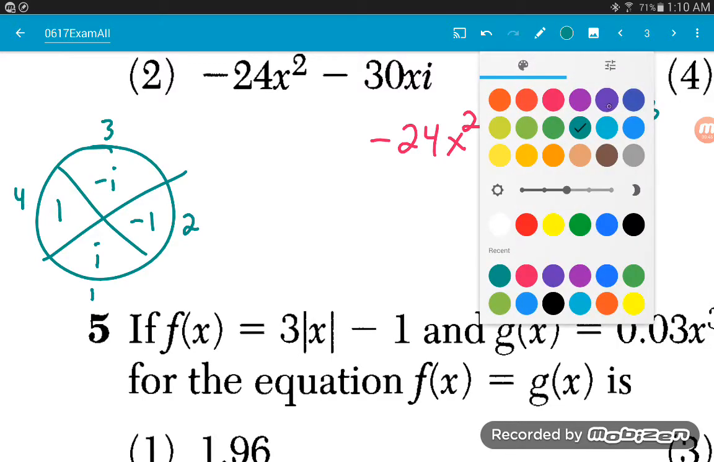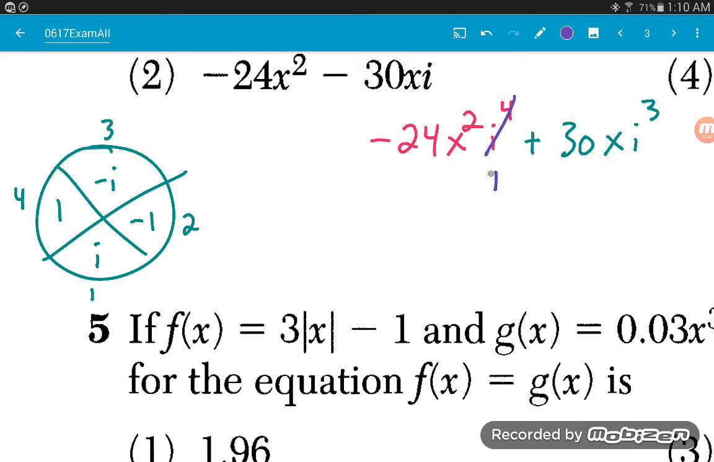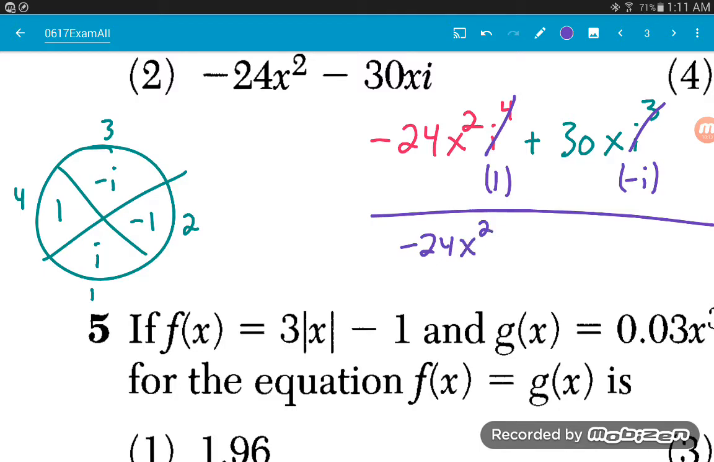So I can essentially substitute these. i to the 4th becomes a 1. Multiplying something by 1 doesn't change anything. That's nice. i cubed is going to become negative i. I'm going to multiply these into their respective terms and then just rewrite it, and you'll be able to see which the answer is. Negative 24x squared times 1 is, oh wait, nothing changes. Negative 24x squared. Now, positive 30x times negative i is going to give me negative 30xi.